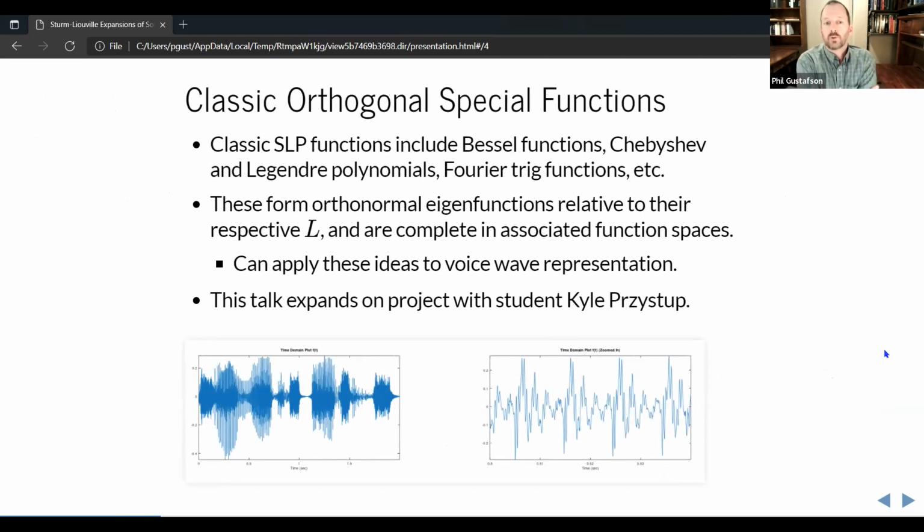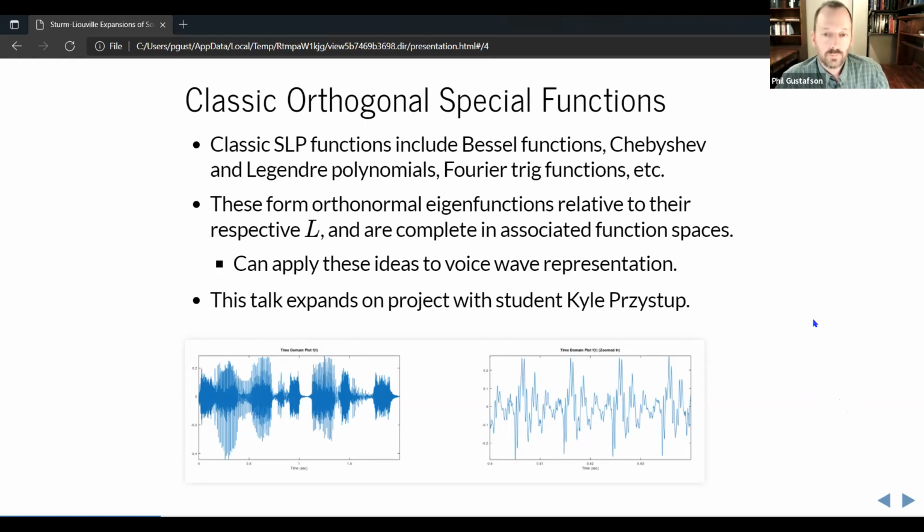All right. Other examples include Bessel equations, Chebyshev and Legendre equations, Fourier, and so forth. Depending on which operator you're looking at, these all form orthonormal eigenfunctions relative to the respective L, and they are complete in associated function spaces. This is a common setup for Hilbert space applications.